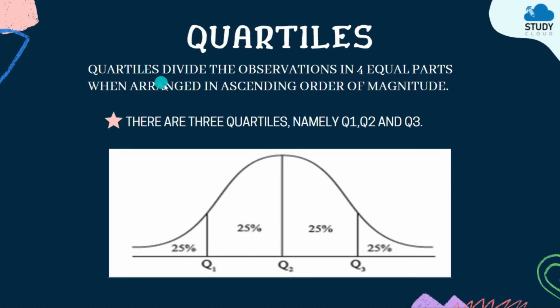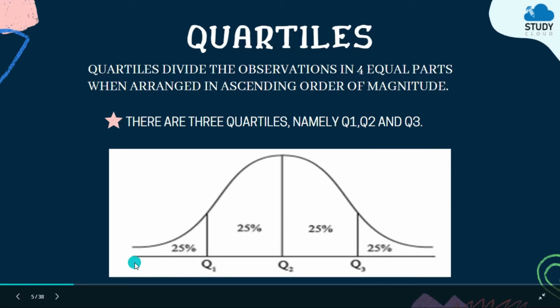Quartiles. Quartiles divide the observations into four equal parts when arranged in ascending order of magnitude. Now there are three quartiles, namely quartile 1, quartile 2, and quartile 3. Now imagine here is a set of observations given to you.